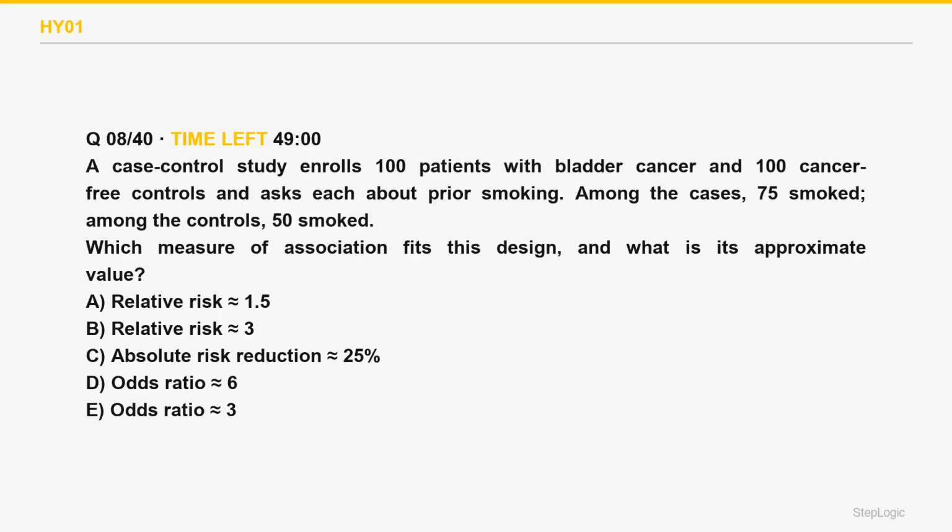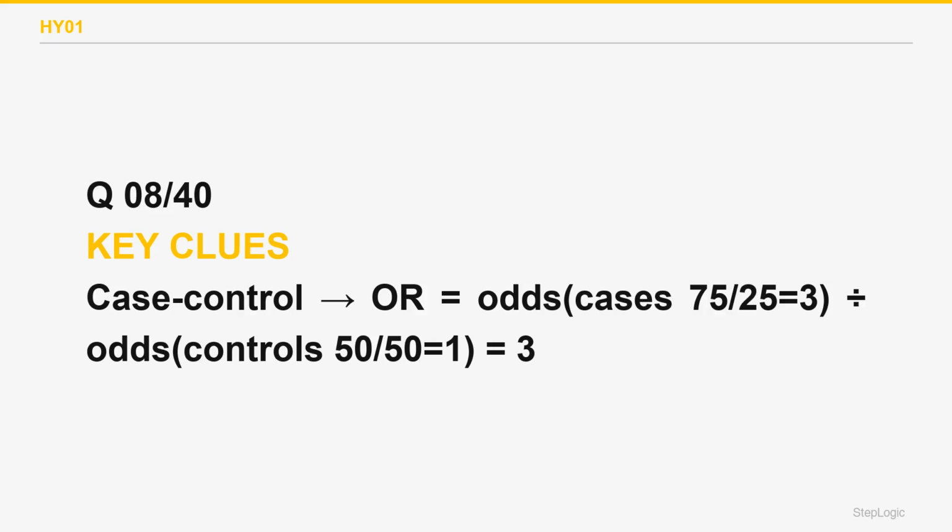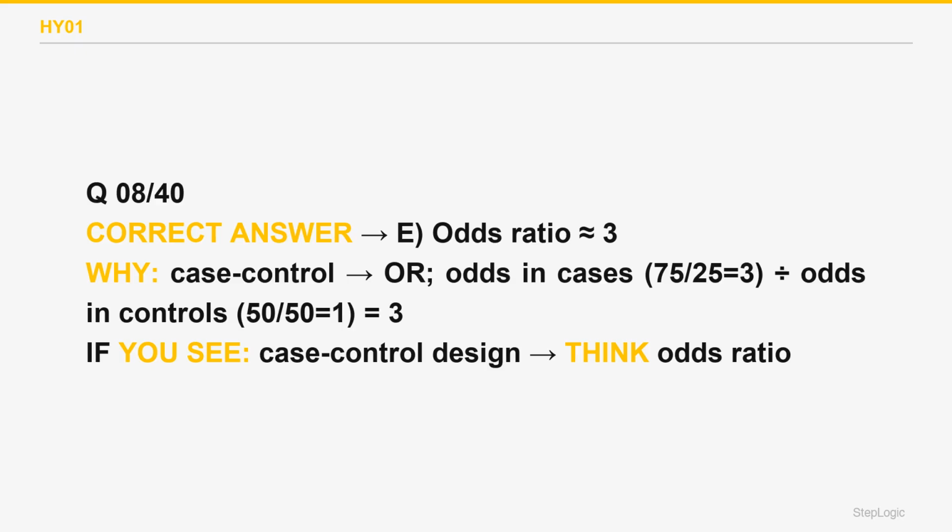Case-control starts from disease status, so the measure is the odds ratio. The case-control study samples on disease status, not exposure, so incidence and true risk cannot be computed. The correct measure is the odds ratio. The odds of prior smoking among cases are 75 to 25, or 3. Among controls, 50 to 50, or 1. The odds ratio is therefore 3 over 1, or 3, meaning bladder cancer cases had about three times the odds of prior smoking. The correct answer is E.